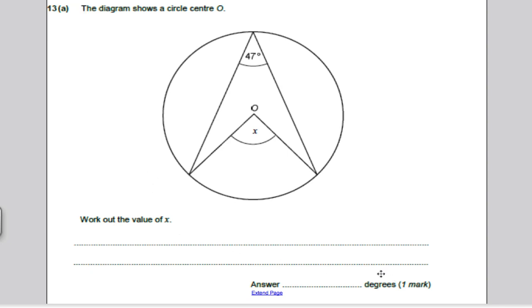Okay, simple question for 1 mark. This is rule 1 of the circle theorems: angle at centre is double the angle at the edge. So x must equal 47 times 2, which is 94 degrees. If they ask for a reason, you write: angle at centre twice angle at circumference. That would get you the mark. Next question, pause it, have a go, and I'll talk in 10 seconds.